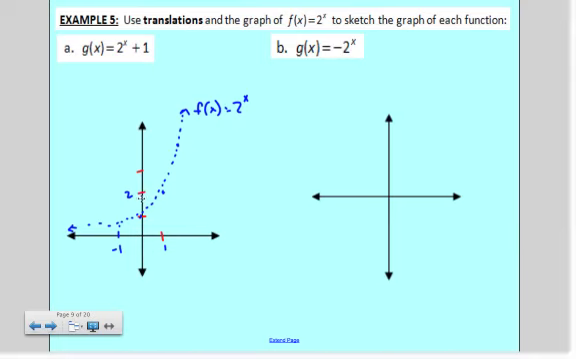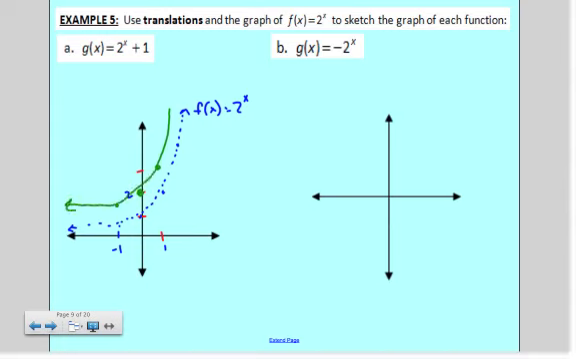It's going to take that graph and shift it up 1. So this point goes here. This point is going to go here. And the 1/2 is going to go to here. All right, so now it's going to look kind of like that.